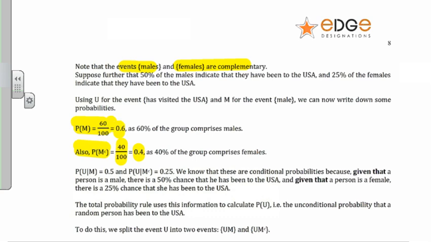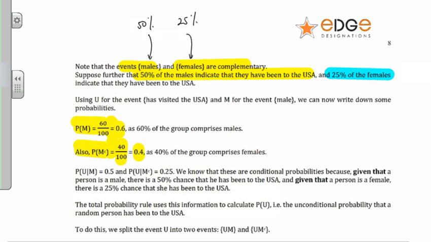What else do we know, guys? We also know over here that of the males, 50% say they've been to America, and of the females, 25% say they've been to America. Why is this called total probability? Because what have I got? In my grouping, I've got males, I've got females. I know 50% of the males visited America, 25% of females visited America.